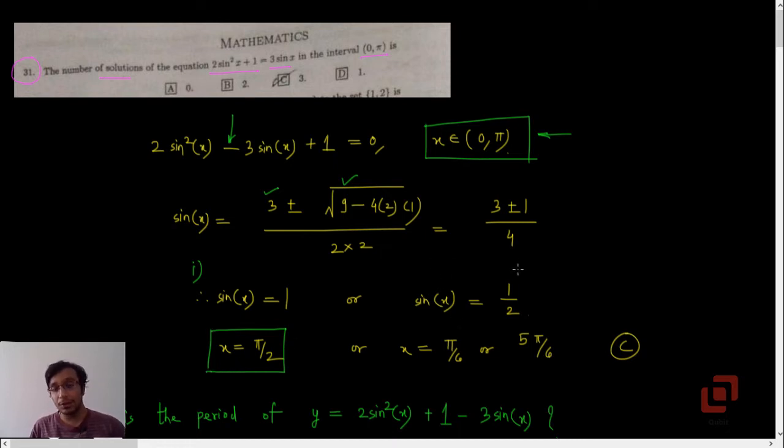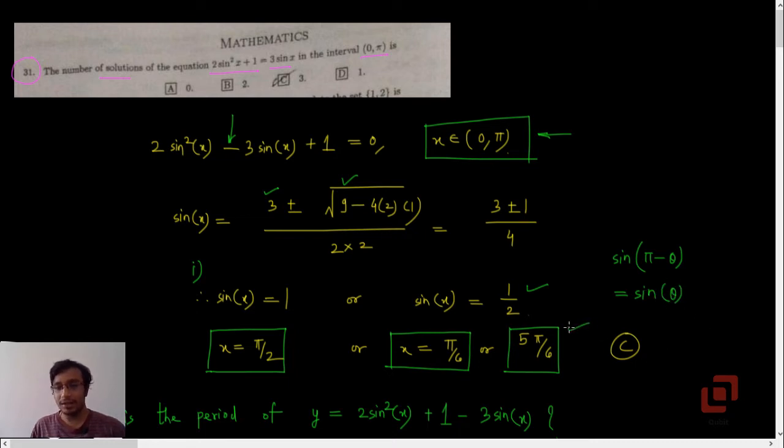Now we'll go to the other root of sine x. This time we'll consider the negative sign, so it will be 3 minus 1, 2 upon 4, or 1 upon 2. Now sine x is 1 upon 2 for two values of x. The first one is pi by 6 or 30 degrees, as we all know, and the other one is 5 pi by 6. If you know the allied angles formula, sine of pi minus theta is sine theta, then you can easily find the other root. So how many solutions? 3 solutions. So the correct option is C.